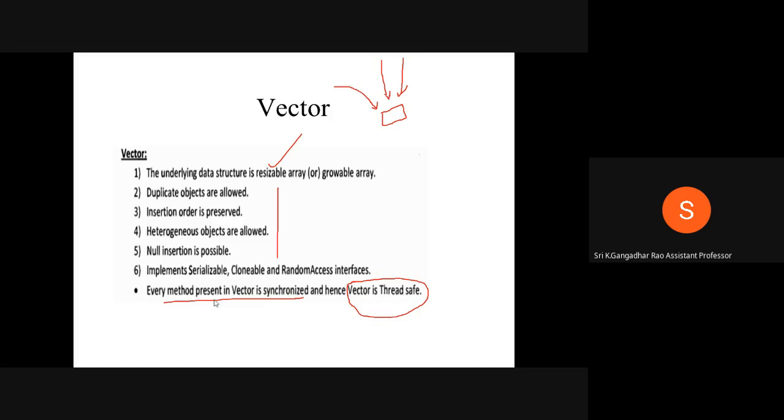So if you want thread safety and you want the properties like insertion order is preserved, duplicates are allowed, heterogeneous objects are allowed, and null insertion is possible, and you want this to be thread safe, then obviously your option should be what? Vector. Okay, this is most important. They will ask you such questions.